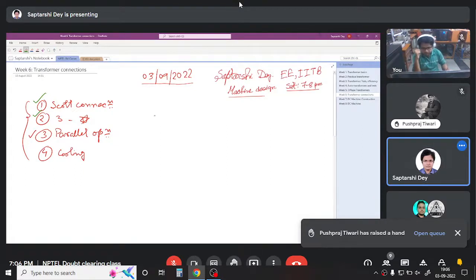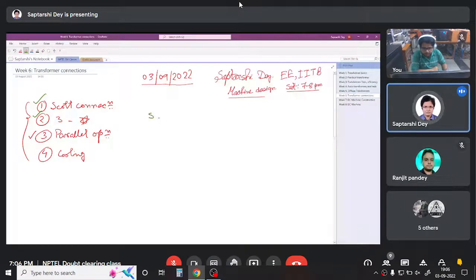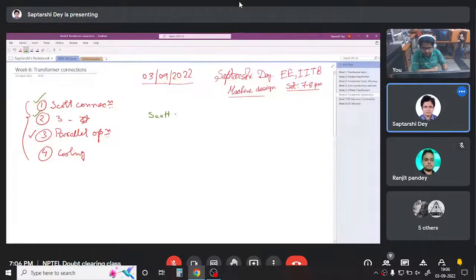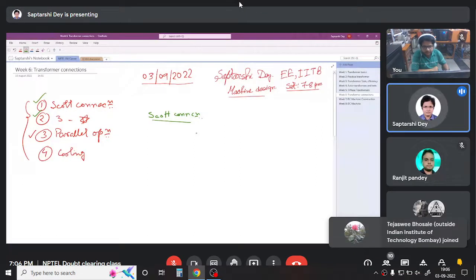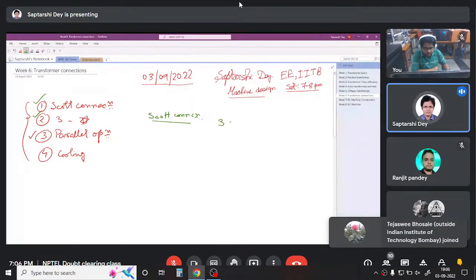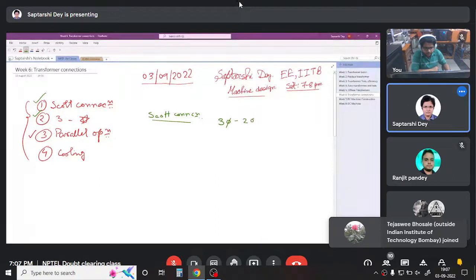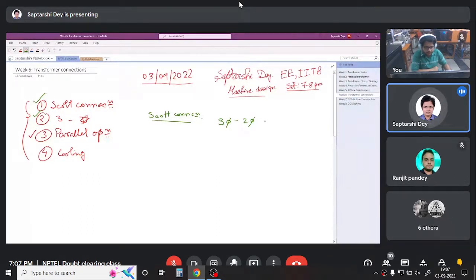So what is Scott connection? We will start with Scott connection today. Scott connection is nothing but 3-phase to 2-phase transformation.